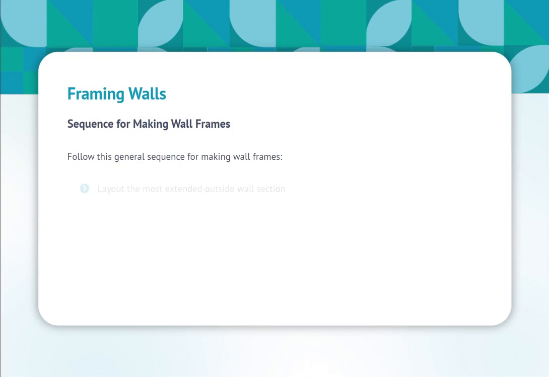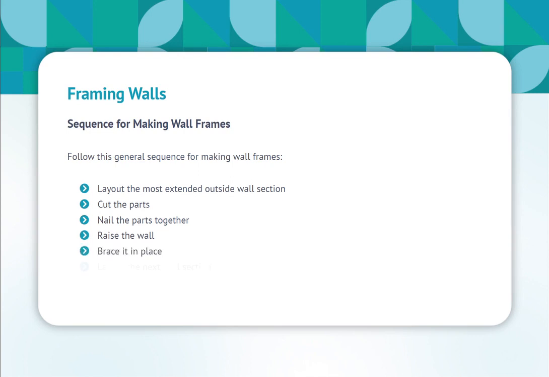Sequence for making wall frames. Follow this general sequence for making wall frames. Lay out the longest outside wall section. Cut the parts. Nail the parts together. Raise the wall. Brace it in place. Lay out the next wall section. Repeat the process.